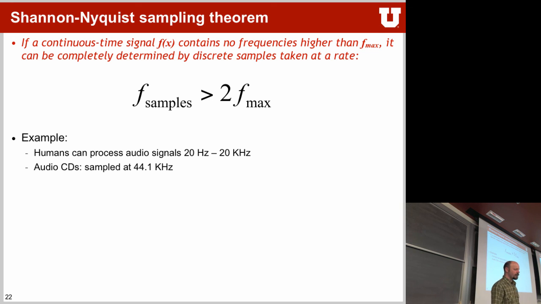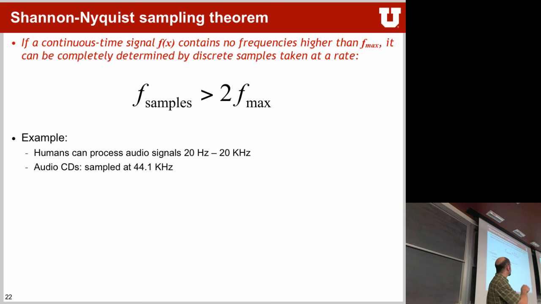It tells us that if a continuous time signal f of x contains no frequencies higher than f max, it can be completely determined by discrete sampling taken at a rate of f sample bigger than 2 times this f max. So how can we deal with that, right? I mean, this is kind of difficult. You really need to know what's going into your ADCs, or else you can't really determine your sample rate.